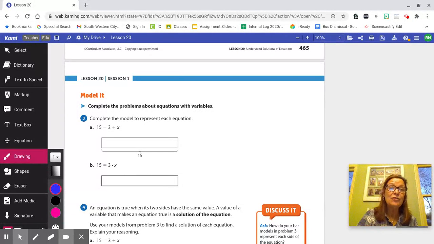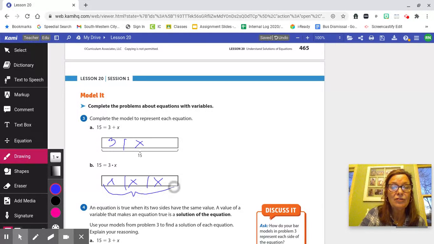Okay, on this first one, because I'm adding, that means I've got 3. Now you could have made your sizes different. And x is equal to 15, because if I put the 2 together, I get 15. On the next one, I have 3 groups of x. So I have x, x, x. And that is equal to 15.